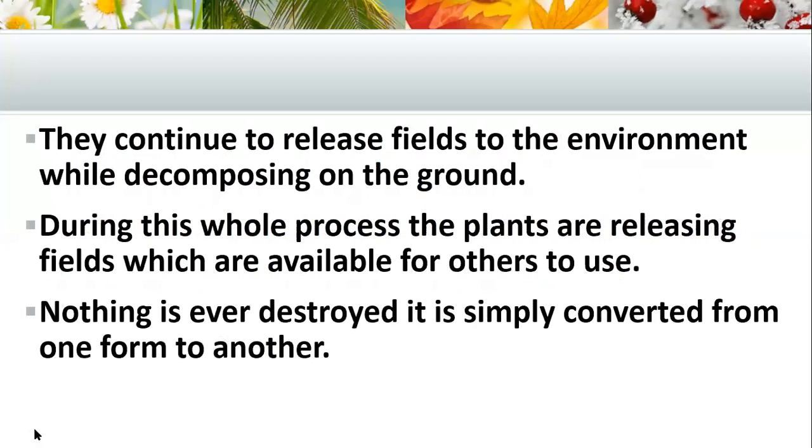And as we said, when things decompose, so your leaves decomposing, it's just a release of fields to the environment. So during this whole stage, during the autumn period, the plants are releasing fields which are available for others to use. So nothing is ever destroyed. It is simply converted from one form to another. So this release of energy is available for others to use.